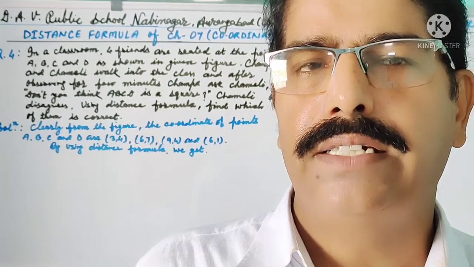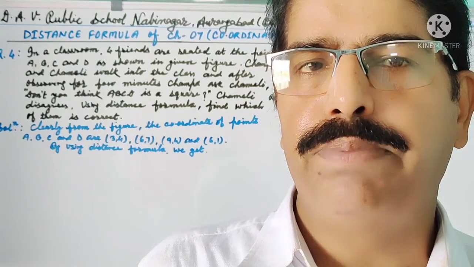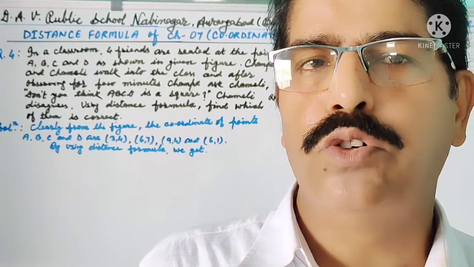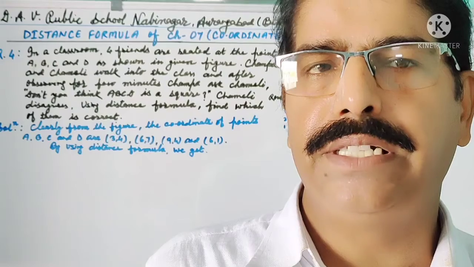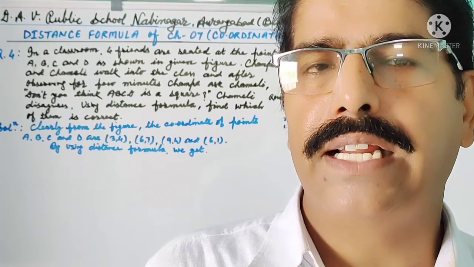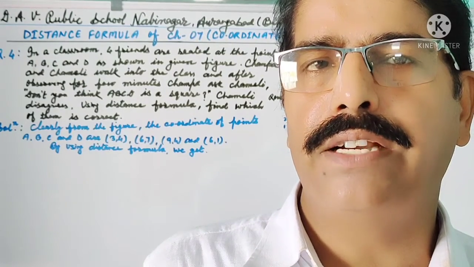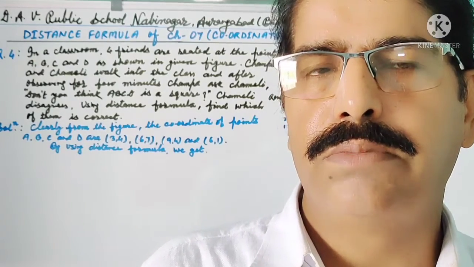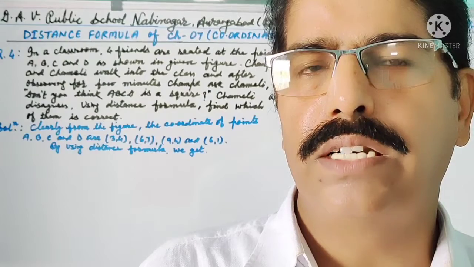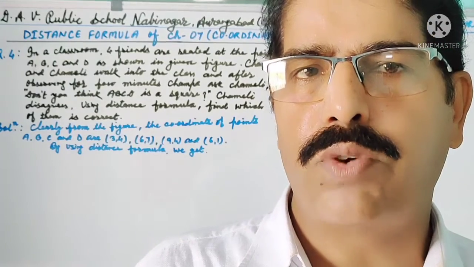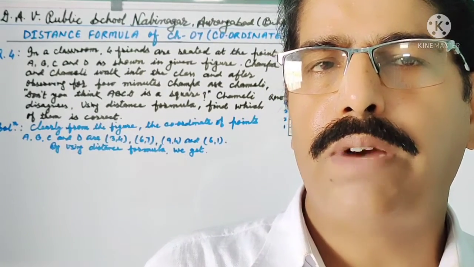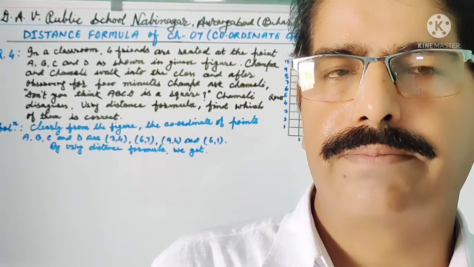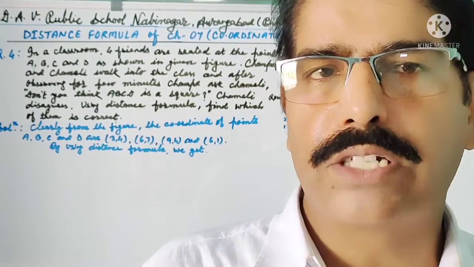We know that in the Cartesian plane, if two points A and B are given whose coordinates are (x1, y1) and (x2, y2), then the distance between A and B equals the square root of (x2 minus x1) whole square plus (y2 minus y1) whole square. So let us move toward the topic.